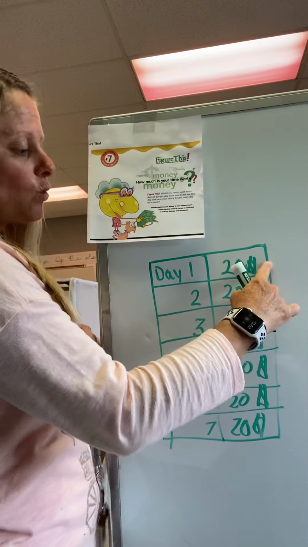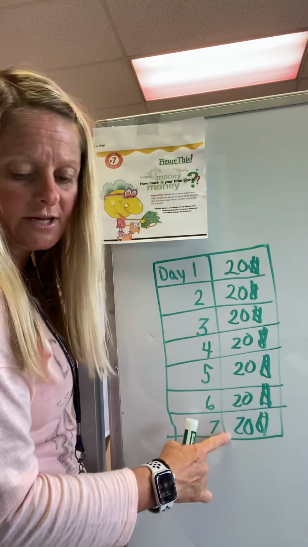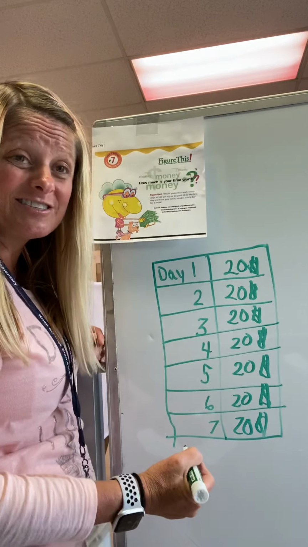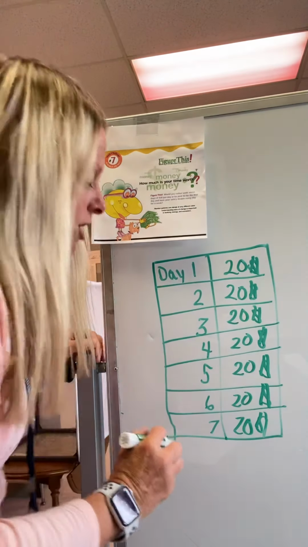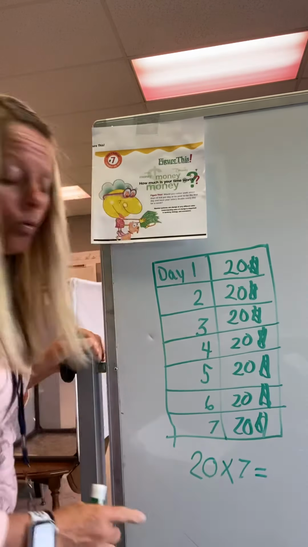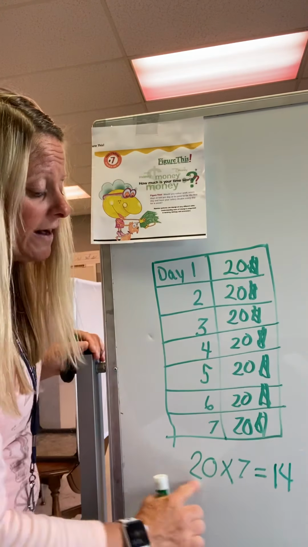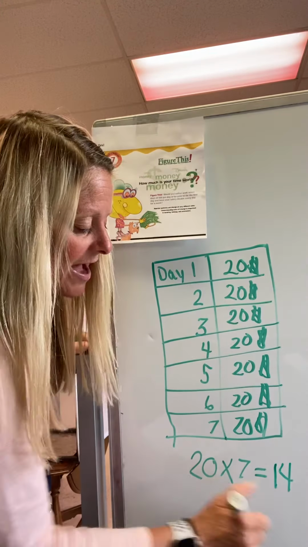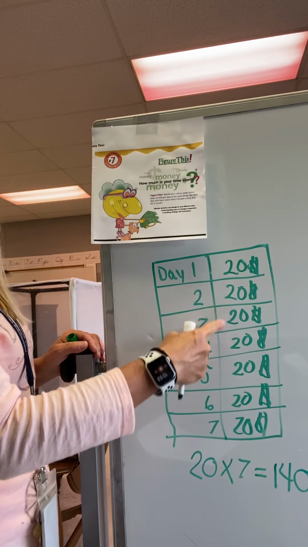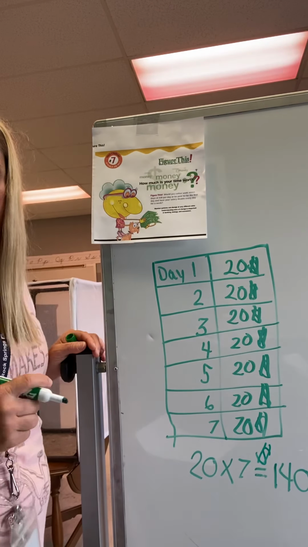So to find out how much money I would have if I got paid $20 per day, it's kind of like saying 20 plus 20 plus 20 plus 20 plus 20 plus 20 plus 20. But there's a better way to do that because I know repeated addition is the same as multiplication. So I could say 20 times 7. Well, I know that 2 times 7 is 14, so 20 times 7, you're just going to add that 0 in. So at the end of 7 days, if you got $20 each day, you would have a total of $140.